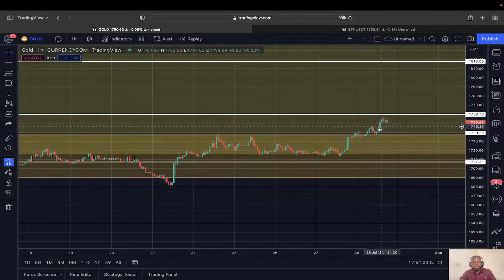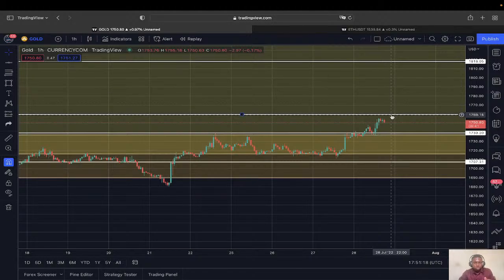So aside from the demand and supply approach, once this price breaks out of this line here, because this line here is also a resistance level, a minor resistance level, if it breaks out of this line here, that is another confluence to buy.